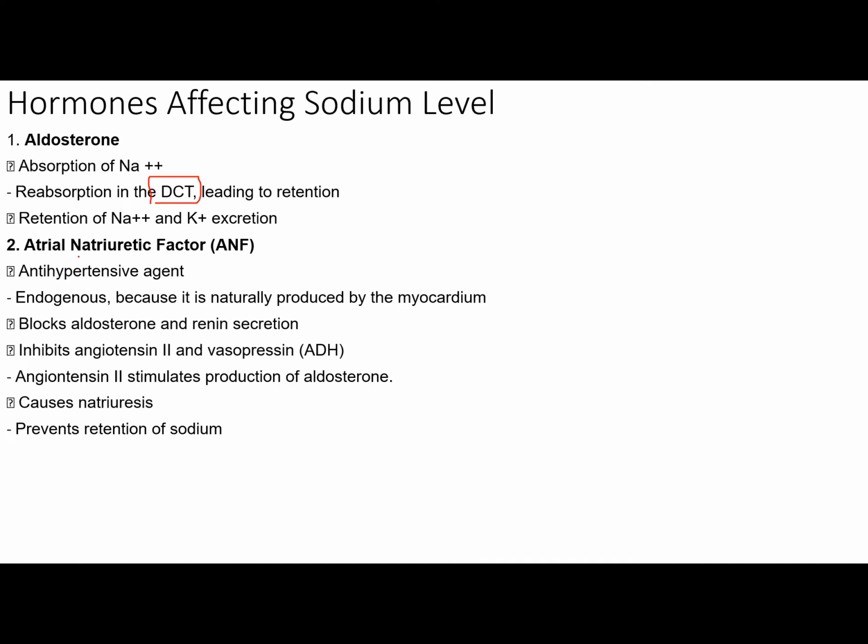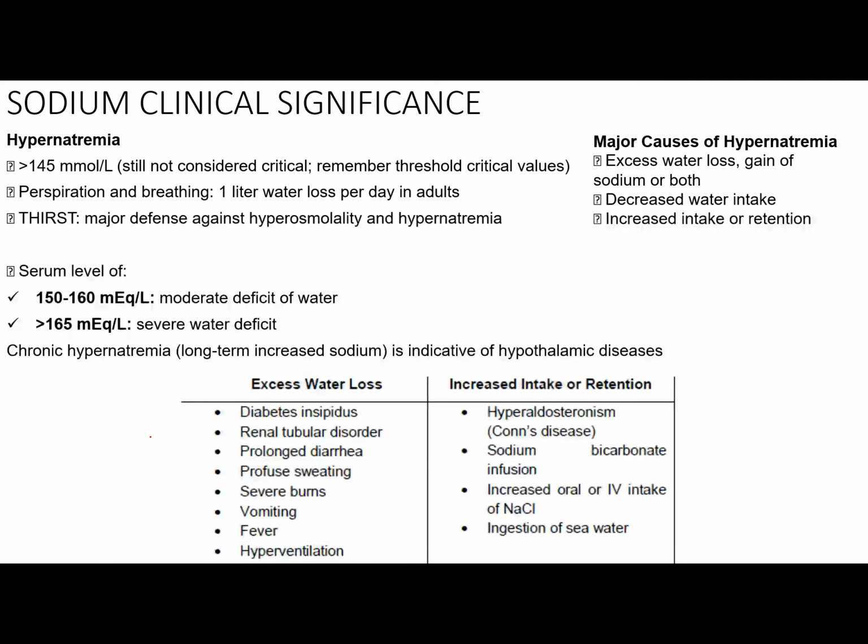Then you have your ANF. This is also an antihypertensive agent. Endogenous class because it is naturally produced by the myocardium, blocks aldosterone and renin secretion, inhibits angiotensin 2 and vasopressin, or also known as your antidiuretic hormone. Angiotensin 2 class stimulates the production of aldosterone, causes natriuresis, prevents retention of sodium.